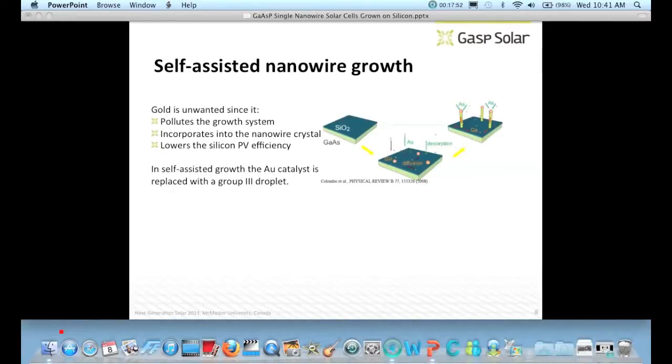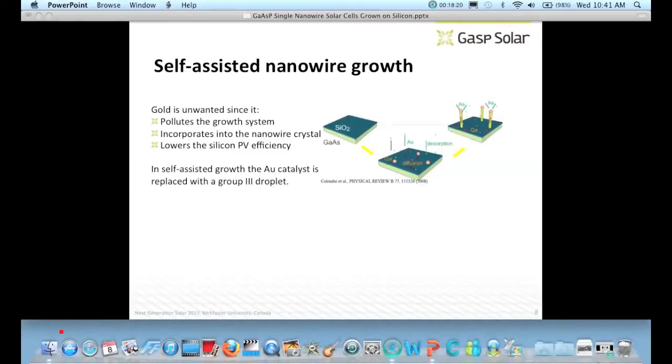Now, if you're very good at controlling your growth conditions, ensuring that the amount of gallium atoms being nucleated as gallium arsenide is the same as the amount of gallium atoms entering the droplet from the group 3 flux you have in the growth system, then you can actually maintain the gallium droplet on top of the nanowire throughout the growth. So all of a sudden you have gallium-assisted, gold-free growth of gallium arsenide nanowires.